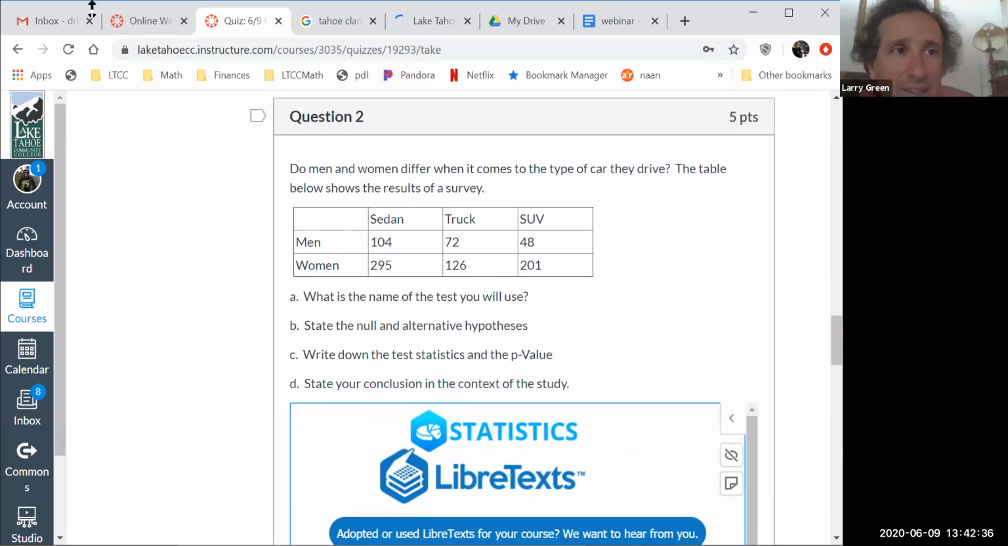Okay, so next is, do men and women differ when it comes to the type of car they drive? The table below shows the results of a survey. Again, I always like to warn you, especially since it gets put on YouTube, that I totally made up these numbers. I did not do a survey. I did not look up a survey, but I can imagine a survey being done. Could you? So that's just a big note.